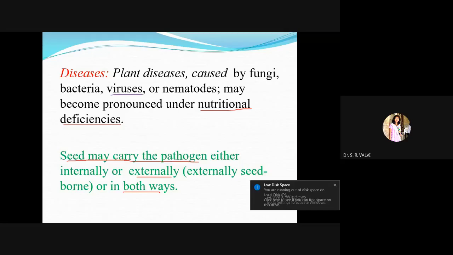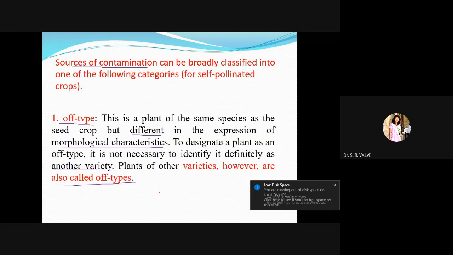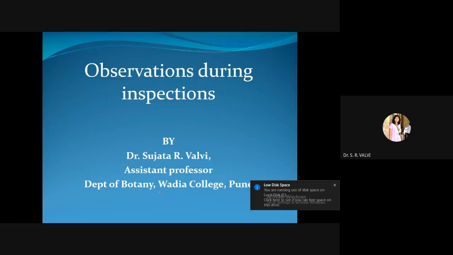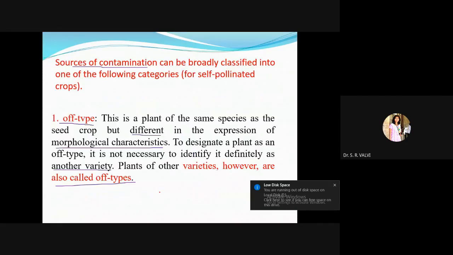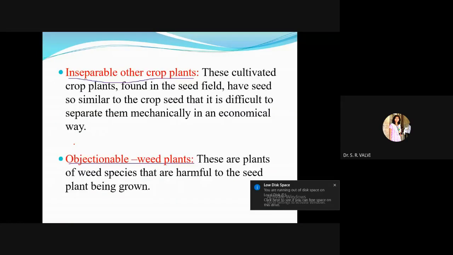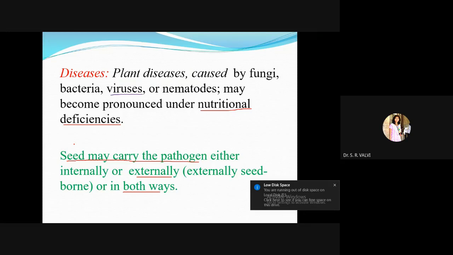So likewise, I have covered a very simple topic of observation during inspection. It is what I mentioned here: the off type, then inseparable other crop plants, then objectionable weed plants and diseases, and even the seeds may carry some inborn pathogens as well as external pathogens. These things you have to mention.